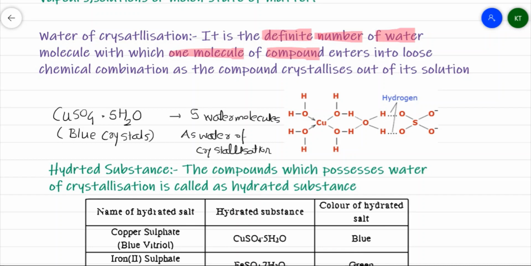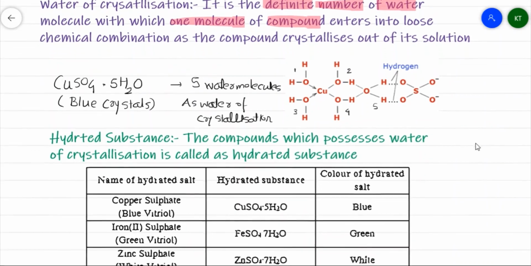If you observe, there are a total of 5 water molecules present. This is the first one, this is the second, this is the third, and this is the fourth water molecule. And this is the fifth water molecule present here, along with the sulfate radical, that is SO4 minus 2, and copper will be plus 2. So this is the structure of copper sulfate which contains 5 water molecules as water of crystallization.